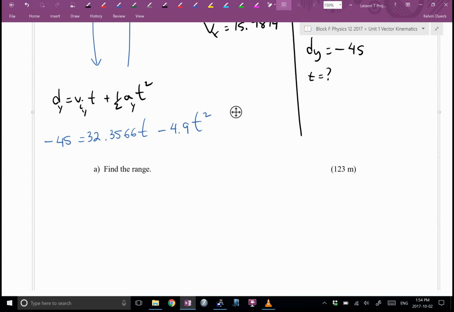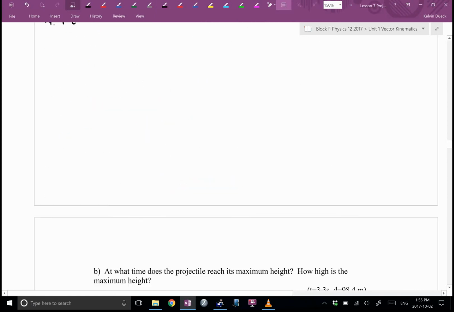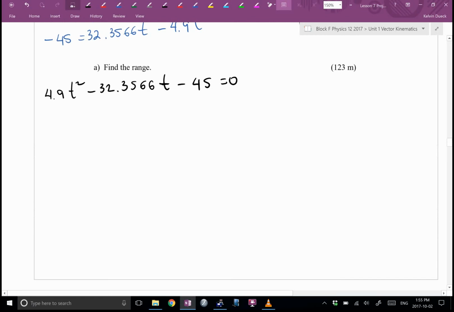Oh, before I even start solving this quadratic, what do I have to do first? Make it equal to 0. And I told you the other day, I hate it when the quadratic term is negative. So I always make that positive. So it's going to give me positive 4.9 t squared minus 32.3566 t minus 45 equals 0. How much room did I give you? Not that much. Okay.